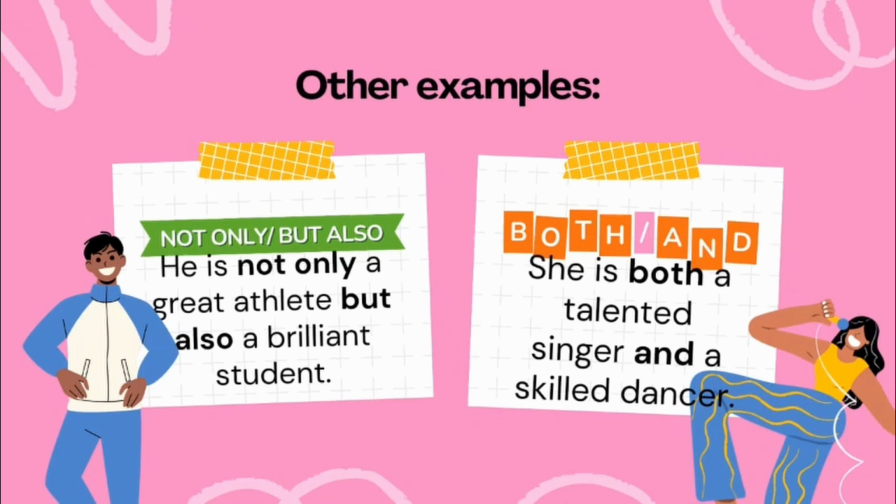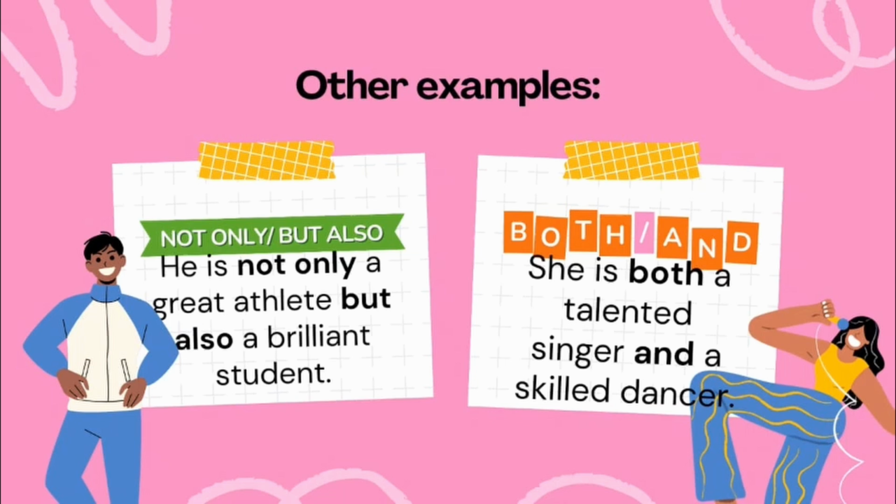For example, he is not only a great athlete, but also a brilliant student. Another example: she is not only intelligent, but also hardworking. This means she possesses both intelligence and a strong work ethic.